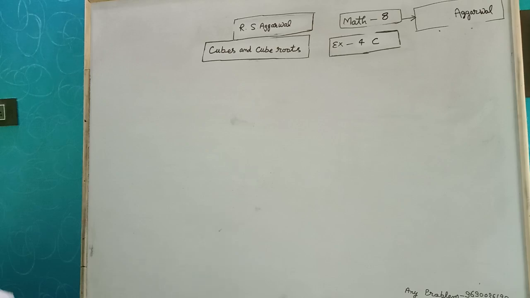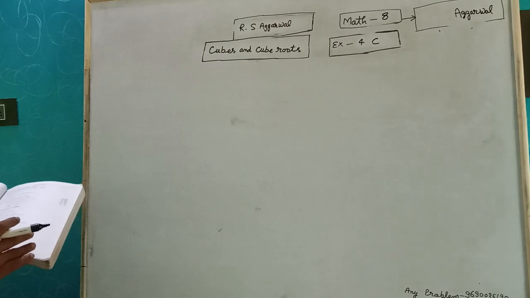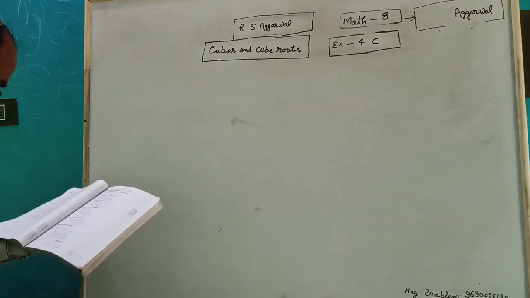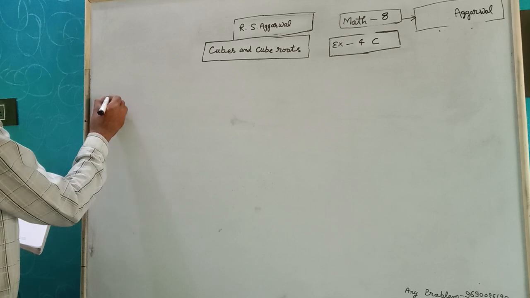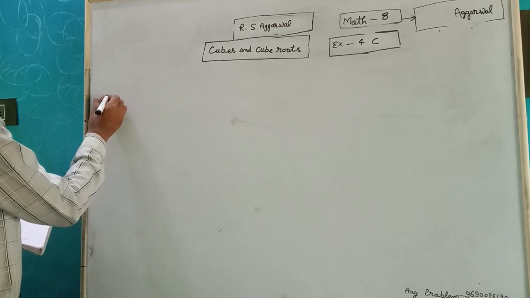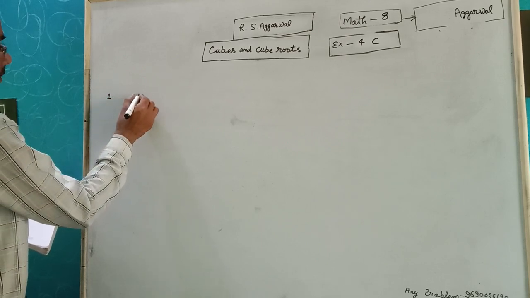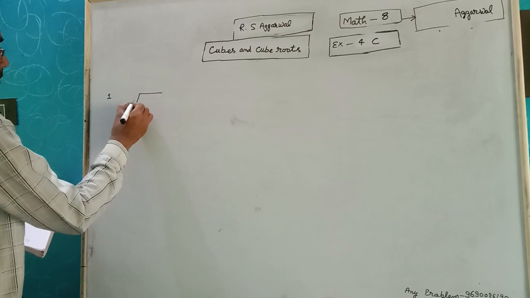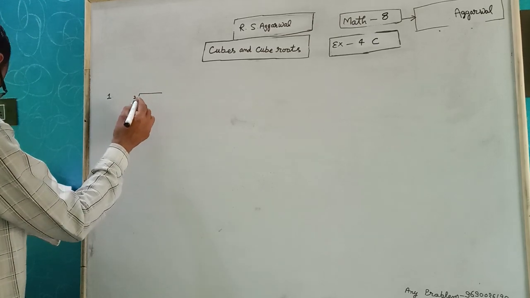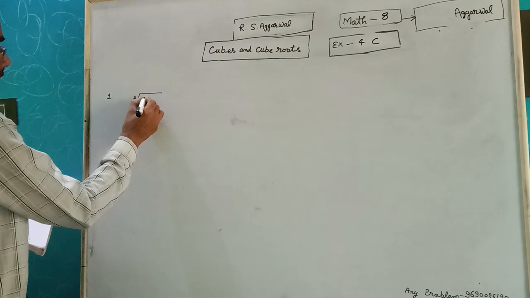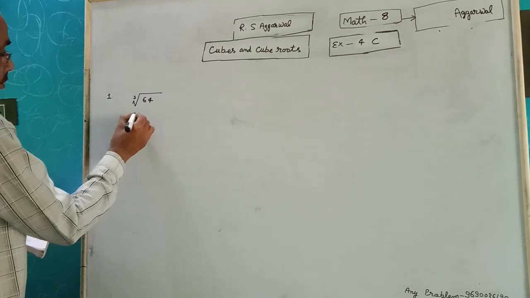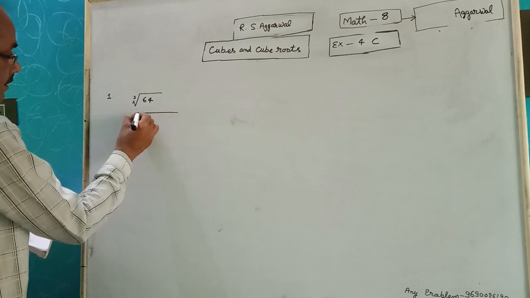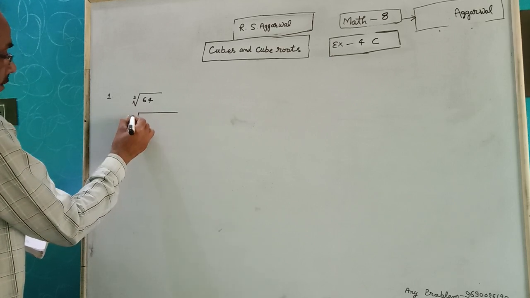8th class student, exercise 4C. Question number 1. Question number 1 is cube root of 64. You write the equal sign, cube root.